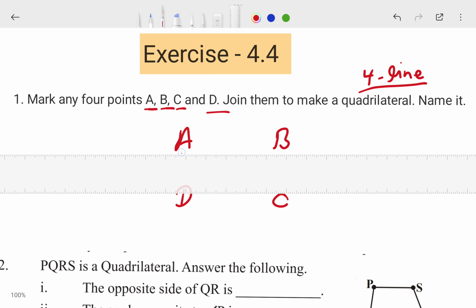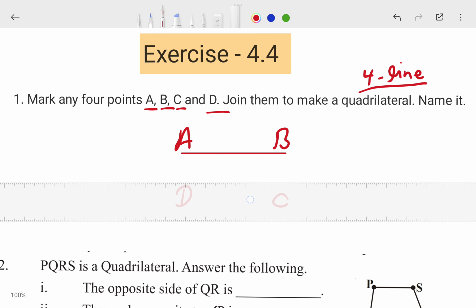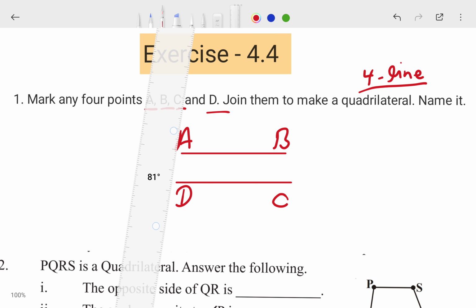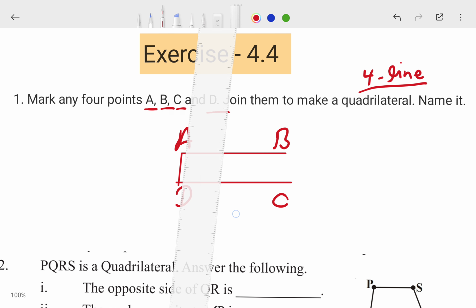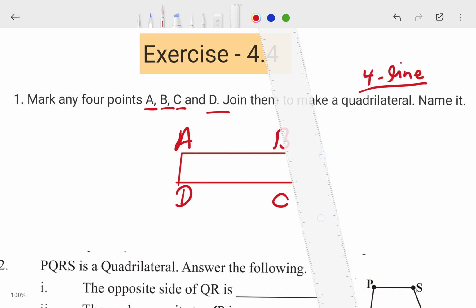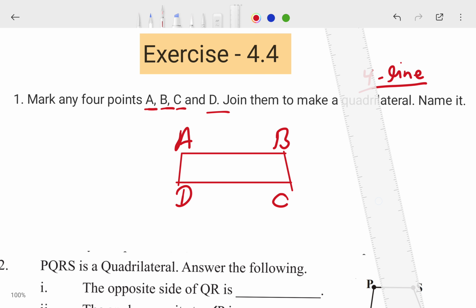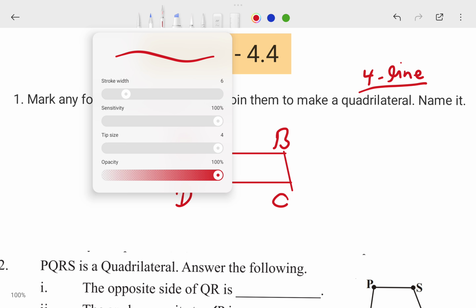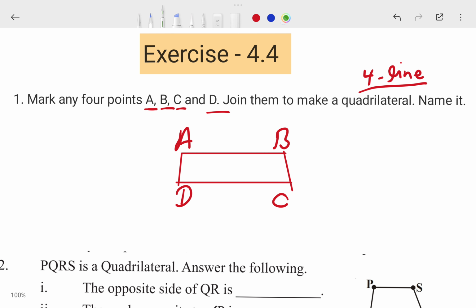You can join them like that, or take this one here and do it like that. Okay, so we have joined them. So this is our quadrilateral. A quadrilateral always has 4 lines. So you can say A to B is one line, B to C is another line, C to D is another line, and D to A, or you can say A to D, is another line. So this is generally our quadrilateral.